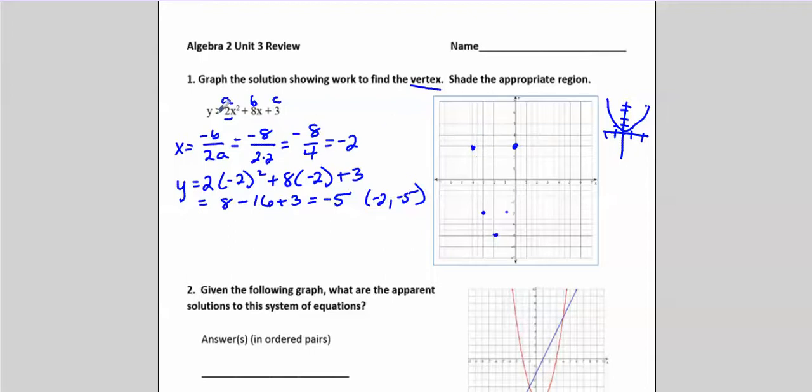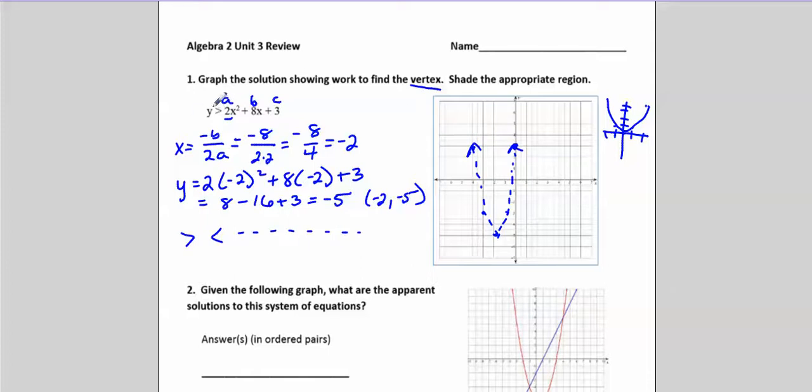And then it says that y is greater than, not greater than or equal to. So anytime you have greater than or less than with no equal sign underneath, you need to remember to use the dashed line to not include the line. So I'm going to do a dashed parabola. Do your best to make it look U-shaped and not V-shaped.